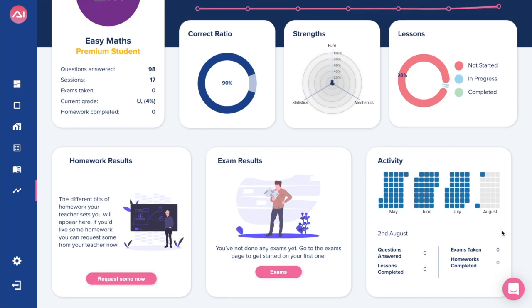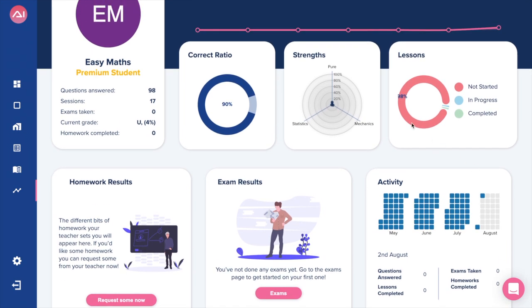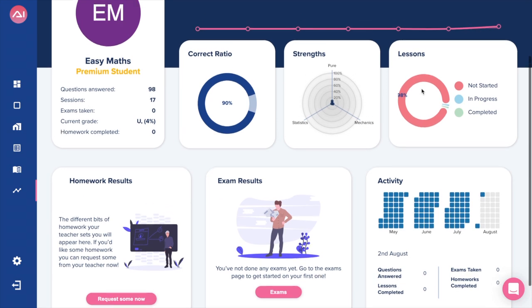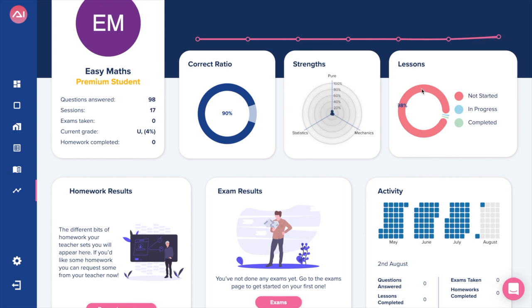So that could be useful. And then there's also this pie chart which shows the amount of lessons that you haven't started, the amount of lessons that are in progress, and the amount of lessons that you've completed. So yeah, as you can see, this site has some really great features here, guys. And there's some features that I would have really loved to have had access to when I was doing my A-level maths.